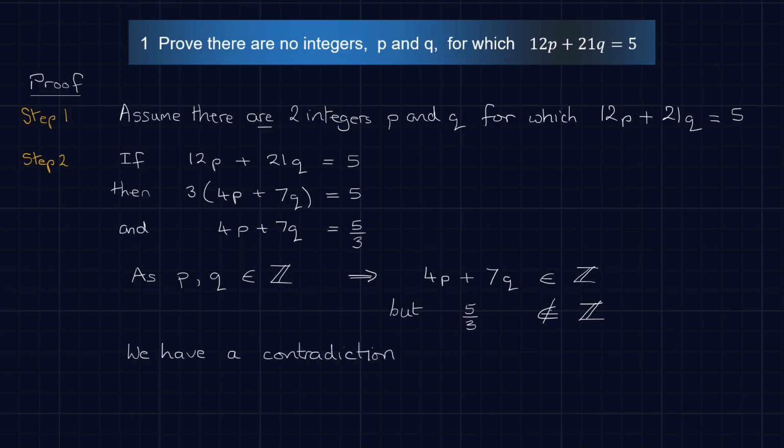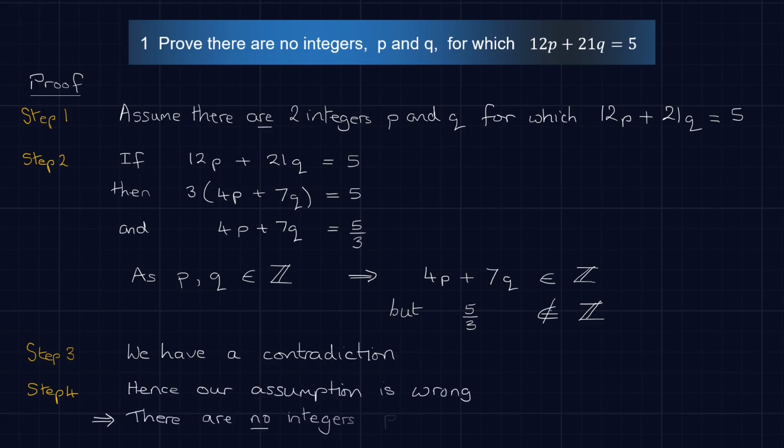We have a contradiction. We've reached step 3. Step 4 is where we say our assumption must be wrong and the statement must be true.